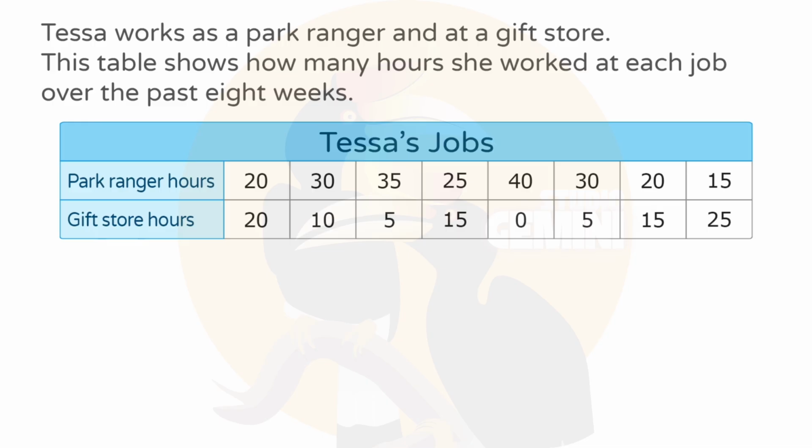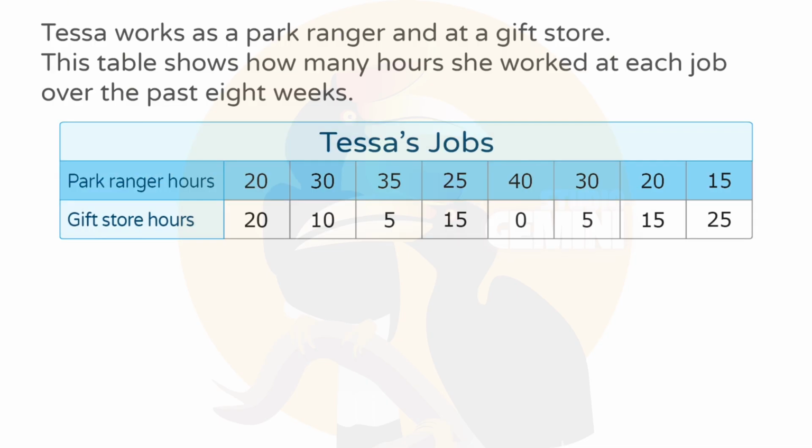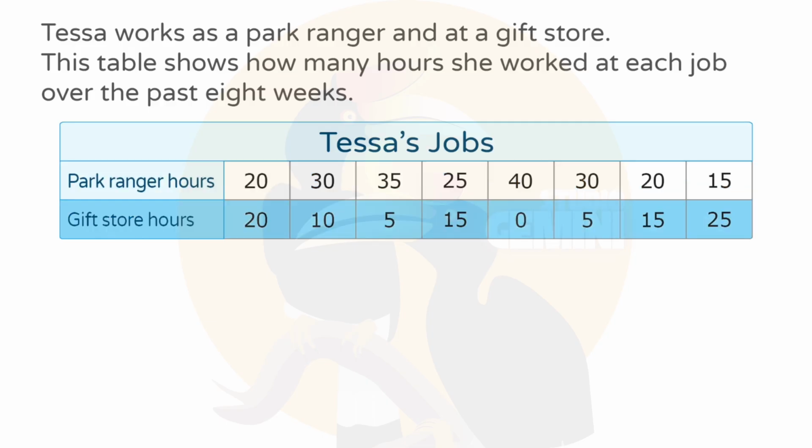Here, each column in the table describes a week. The top number tells you how many hours Tessa worked as a park ranger, and the bottom number tells you how many hours she worked at the gift store. The first week, Tessa worked 20 hours as a park ranger and 20 hours at the gift store. The second week, she worked 30 hours as a park ranger and 10 hours at the gift store. During week 3, Tessa was a park ranger for 35 hours and worked at the gift store for 5 hours.